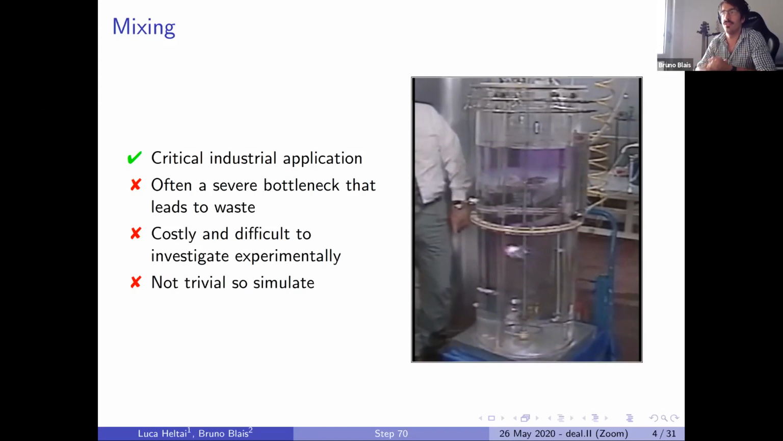What we generally teach to chemical engineers is that mixing is instantaneous and you don't need to worry about it. But actually, for the majority of industrial applications, it's a pretty clear bottleneck, and it can lead to severe waste. I think for the North American industry, the money lost due to poor mixing alone is estimated to be in the order of $2 to $3 billion annually. So it's often a severe bottleneck. It's difficult to investigate experimentally because you need these clear tanks, which are very difficult to set up, and it's not so trivial to simulate.